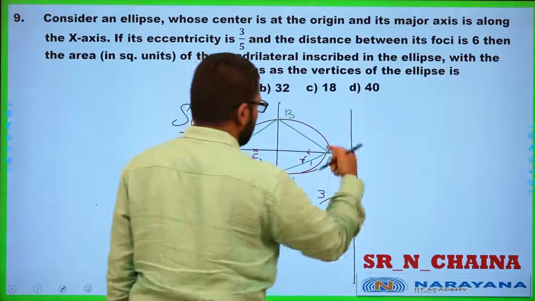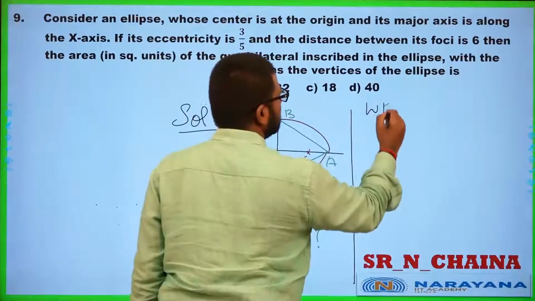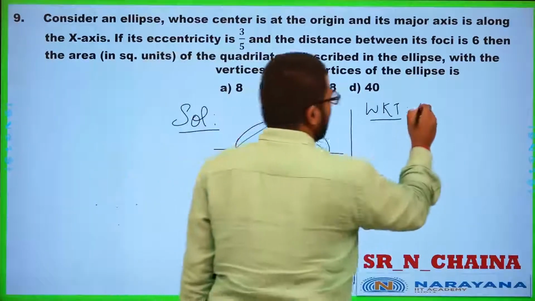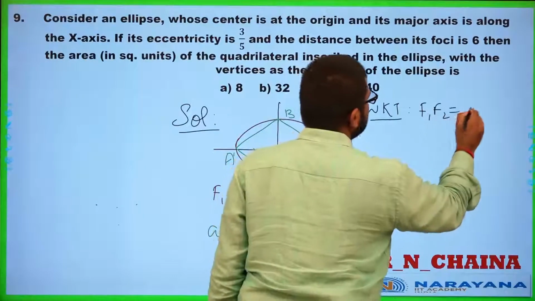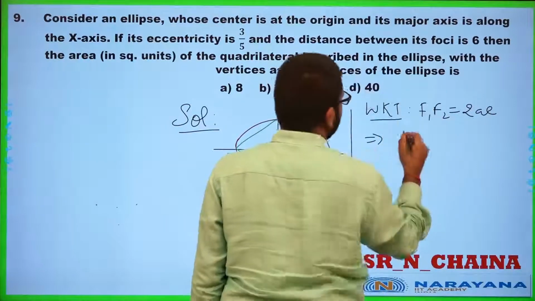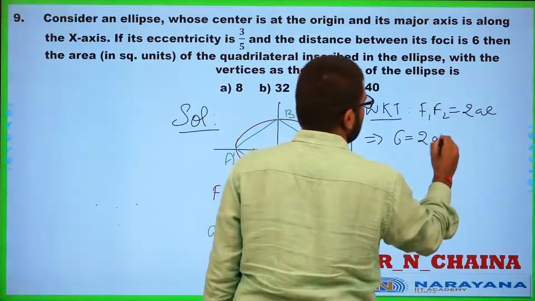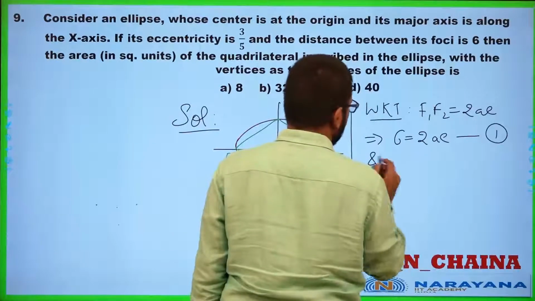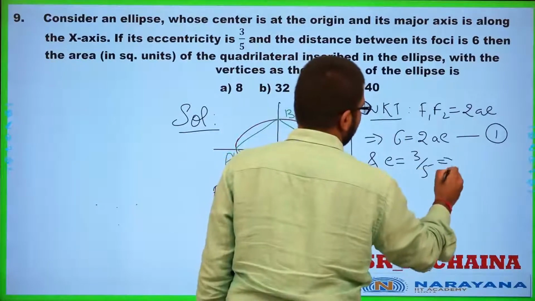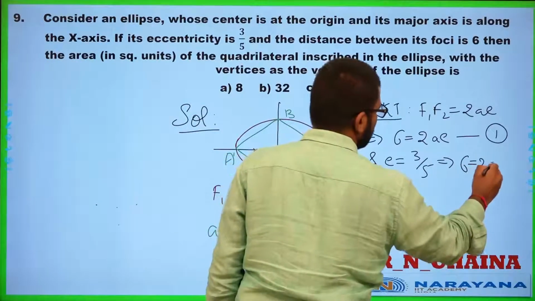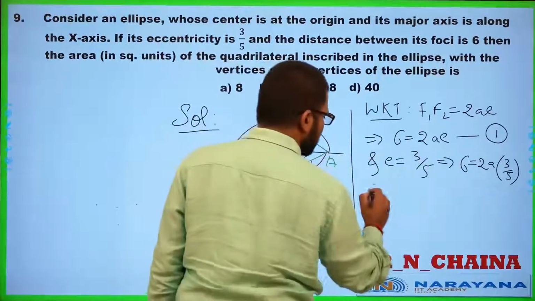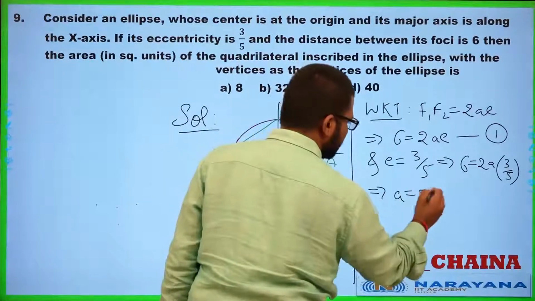Okay, so we know that. I am directly going to use a diagram, I hope you understand. We know that F1 F2 is 2ae, correct? Which means 6 equals 2ae, let us call this equation 1, and e is given to be 3 by 5, which means 6 equals 2a into 3 by 5. Can you see 6 here, 6 there, which means a is equal to 5.